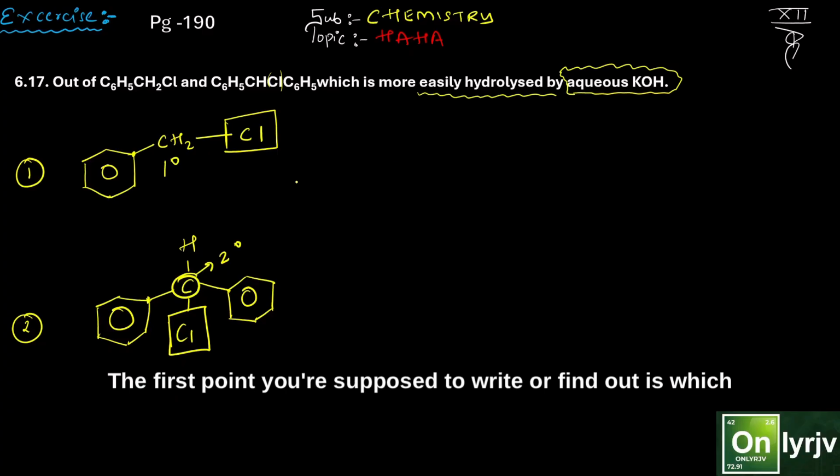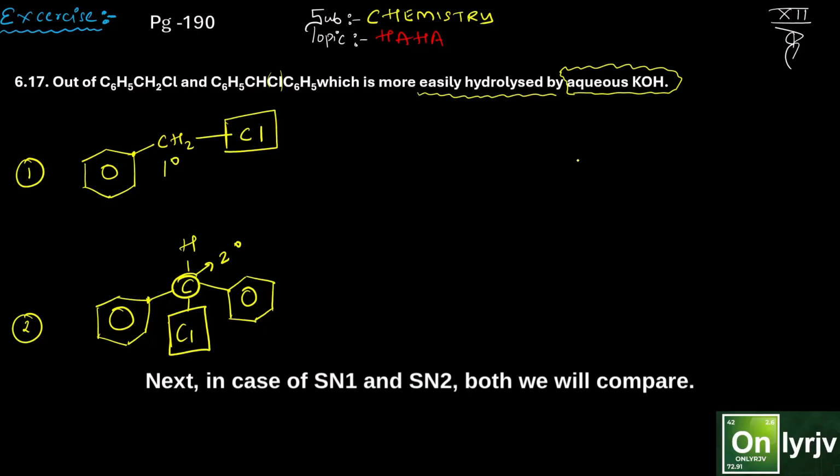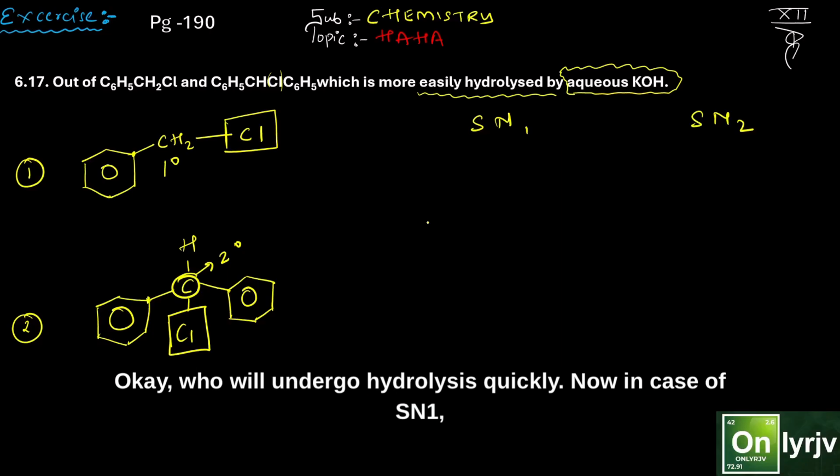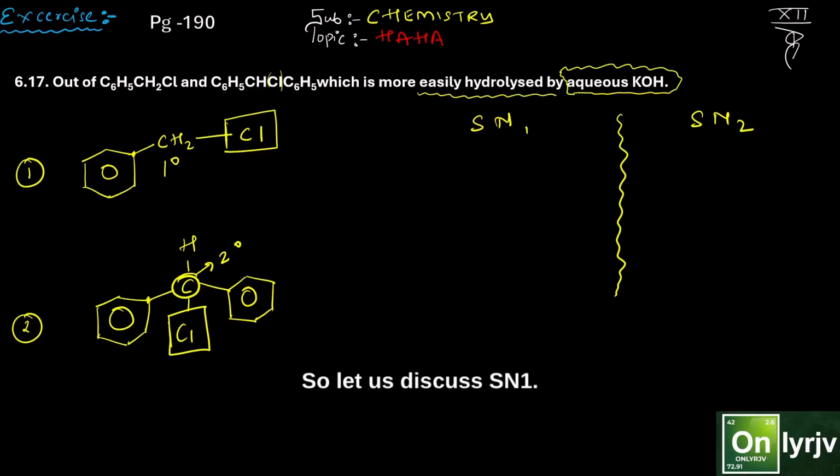The first point you're supposed to find out is which degree carbon it is. Next, we will compare both SN1 and SN2, to see who will undergo hydrolysis quickly. Now, in case of SN1, we know that reactivity depends on carbocation stability, right? So let us discuss SN1.